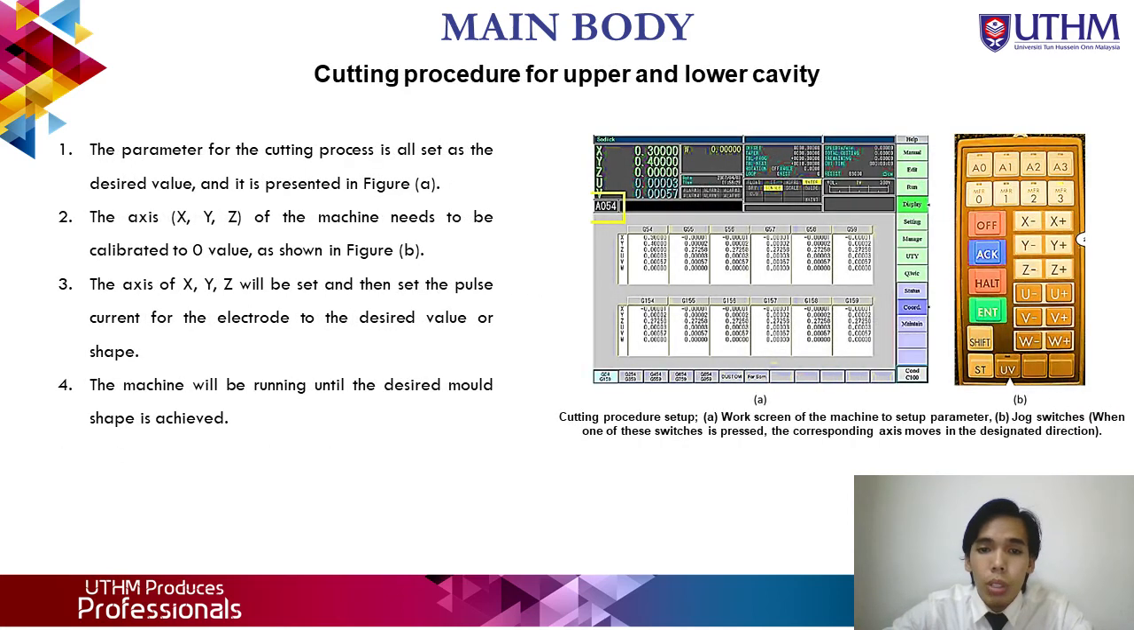So for the cutting procedure for the upper and lower cavity, first, the parameters of the cutting process are all set to the desired values, as presented in figure 5a. Second, the XYZ axes of the machine need to be calibrated to 0, as shown in figure 5b. Third, the XYZ axes will be set, and then set the pulse current for the electrode to the desired value or shape. And lastly, the machine will run until the desired mold shape is achieved. That's all for the procedure of machining.